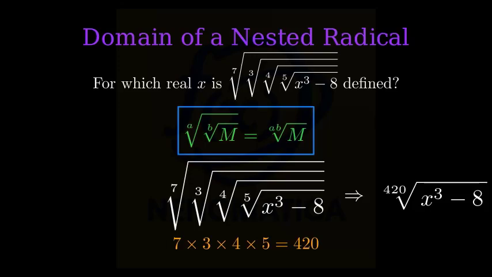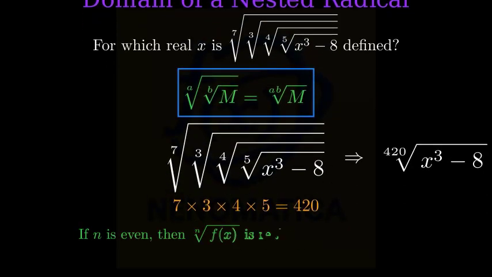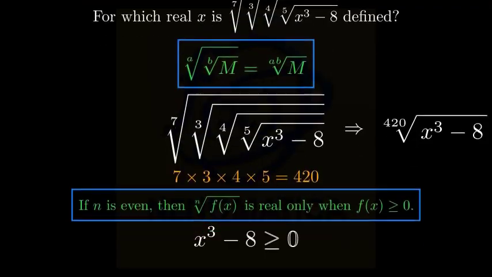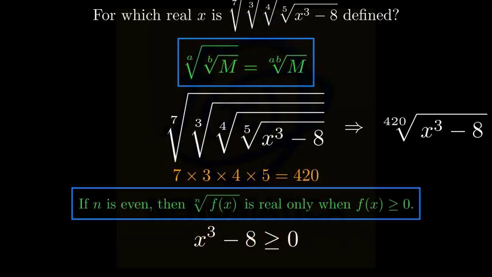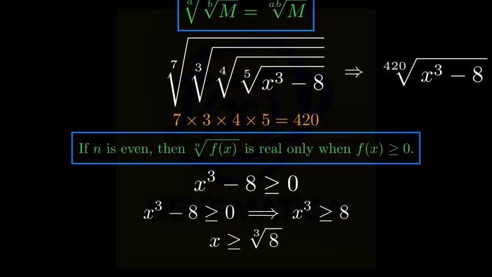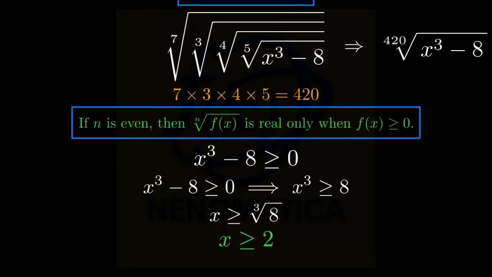Step 2. Because the index 420 is even, the radicand must be non-negative. Even index means the inside must be greater than or equal to 0. Therefore, x cubed minus 8 is greater than or equal to 0. Step 3. Solve the inequality. Add 8 to both sides to isolate the cube. Now take the cube root, which preserves the direction because the cube function is increasing. We get x greater than or equal to 2.